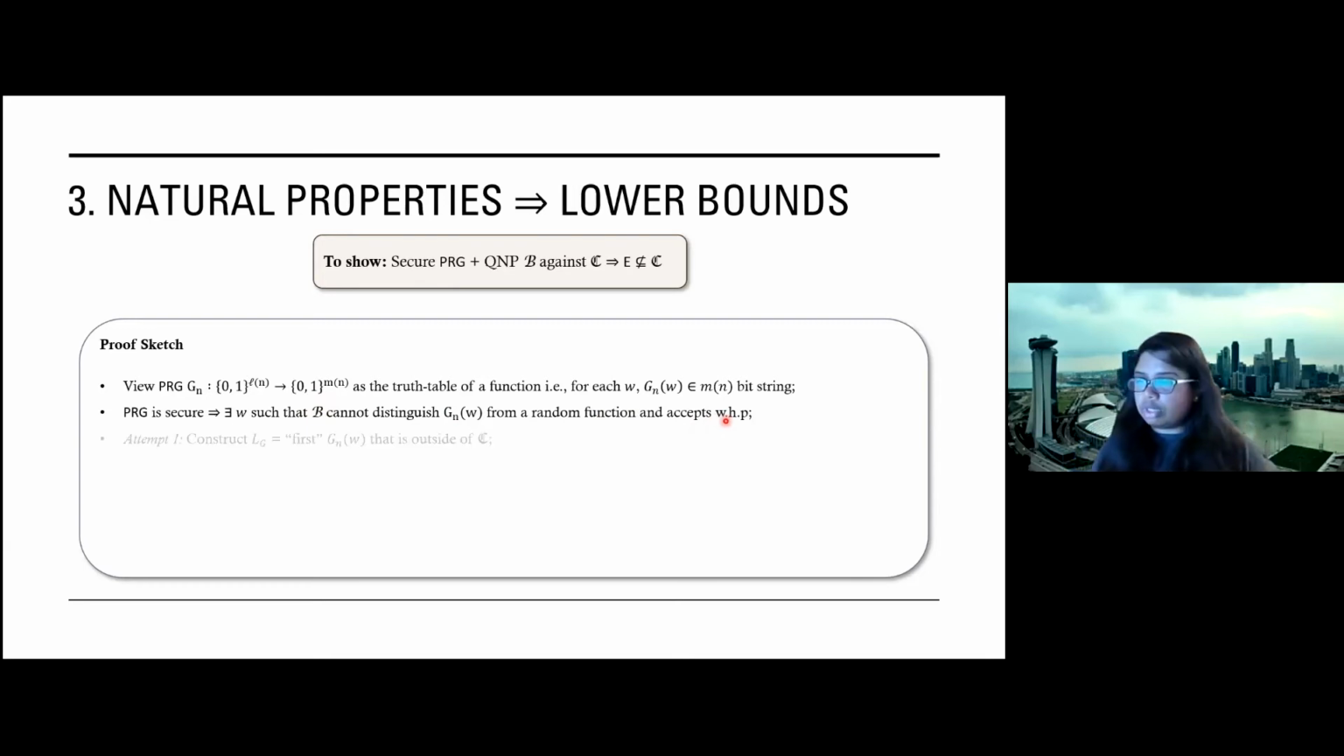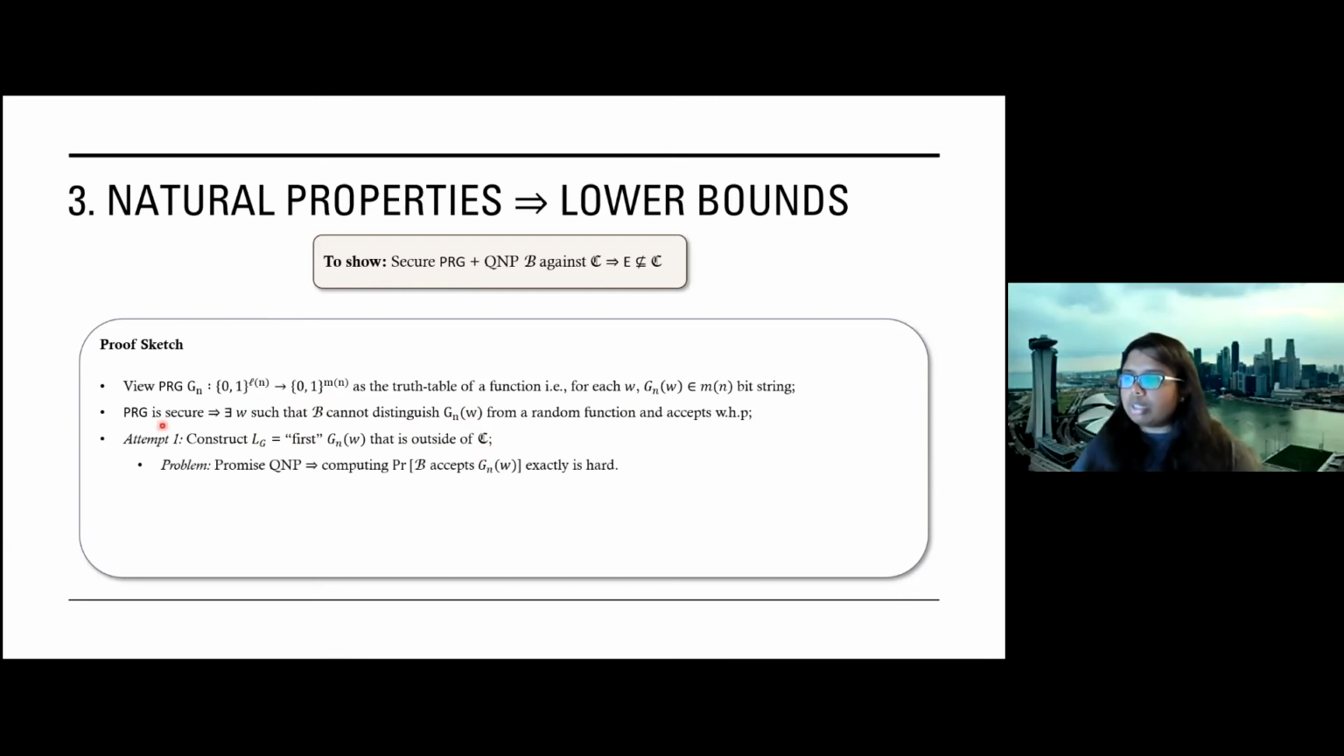Okay, so now we have to construct the language. Maybe what I want to do is, if there is some W like this, let me say that my language is the first such Gn of W. Because if it's random, then it's most probably outside of C, and I have the language that I want. But the problem is that it's not very easy to find out what this explicit first W is. And for our reduction to work, we want the language to be explicit. That happens because in the quantum case, we have only a promise property. So exactly calculating this probability is hard, and we don't have the time in sub-exponential time to do it.